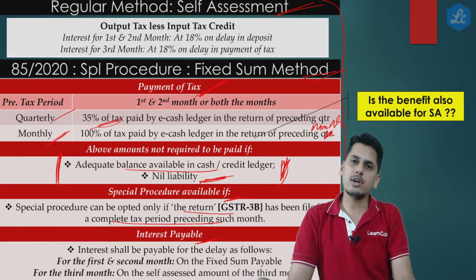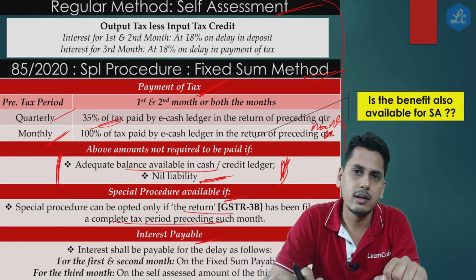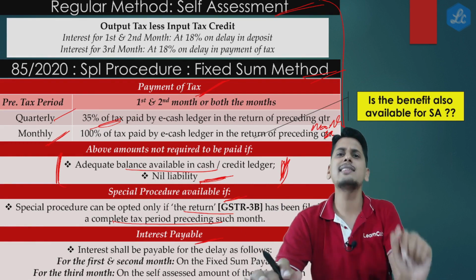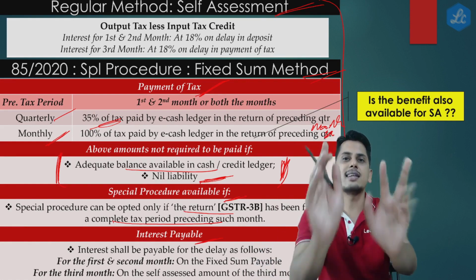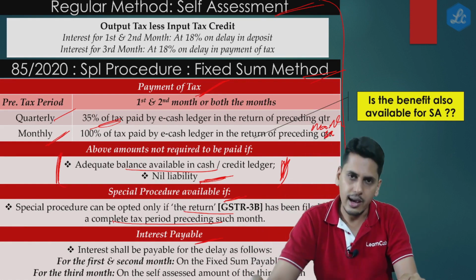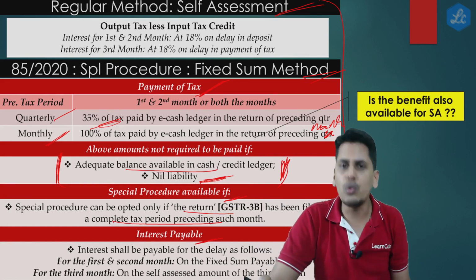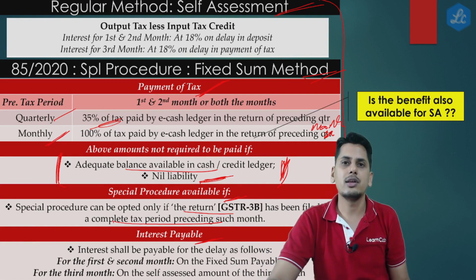Friends, please concentrate. If you are under the self-assessment method and you find that for a particular month you have not made any supplies, obviously even by self-assessment you will get the answer as 0 only. I repeat, if for a particular tax period you have not made any outward supplies, obviously even under self-assessment you will get the answer as 0 only.